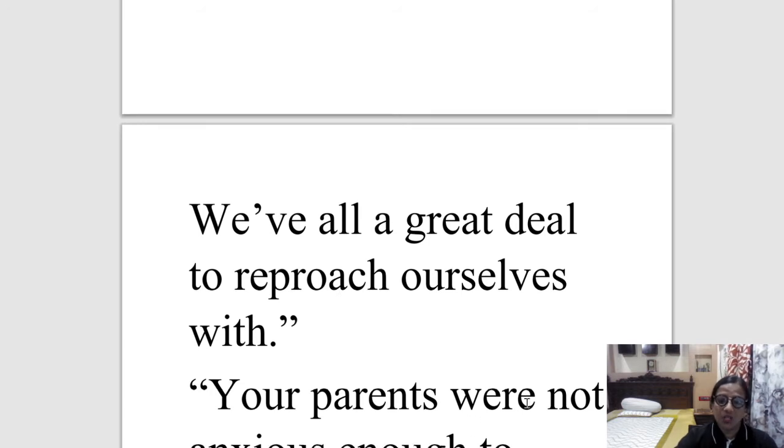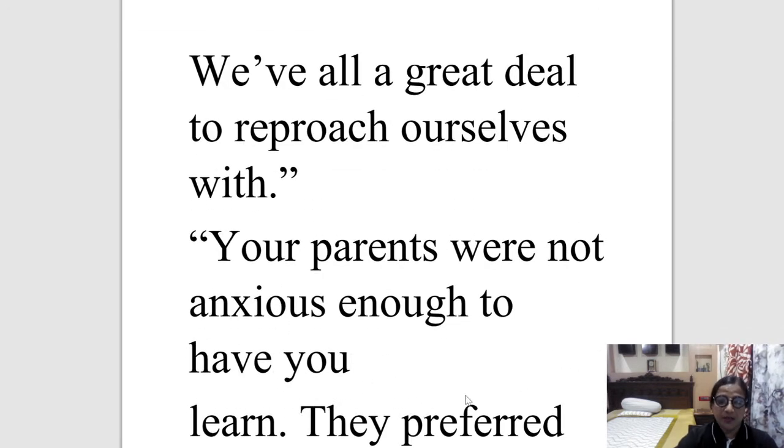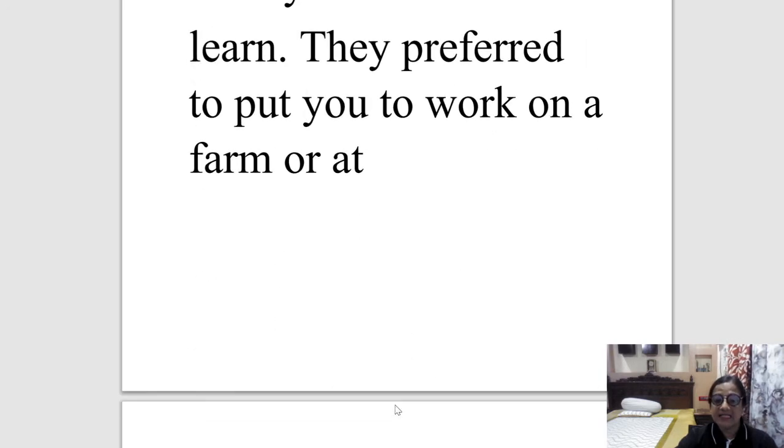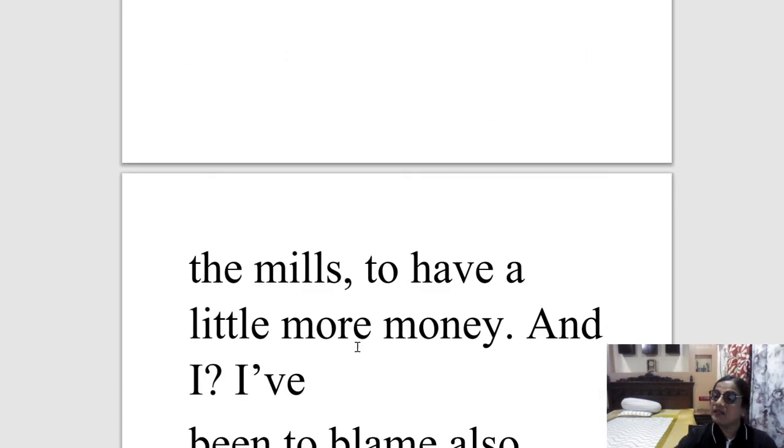Your parents were not anxious enough to have you learn. They preferred to put you to work on a farm or at the mills to have a little more money. So, what is M. Hamel telling? It is not only the mistakes of the children, but the parents are also to be reproached. The parents also can be blamed that when they should send the children to school, they used to send the children to mills, that is to the workplace, to earn a little more money.